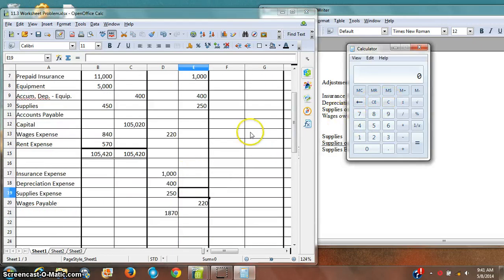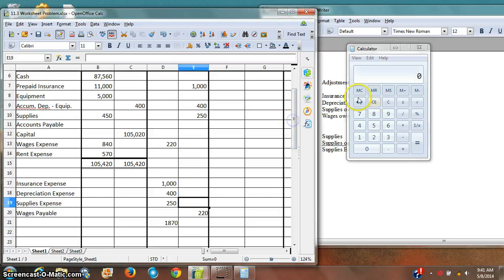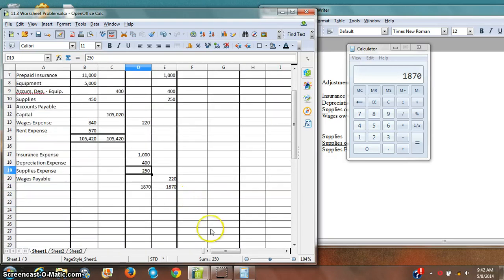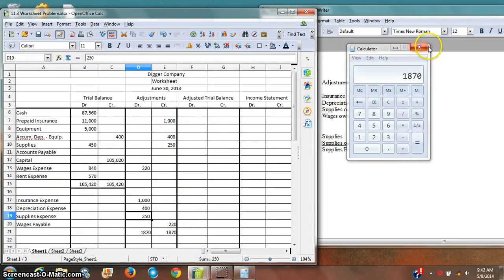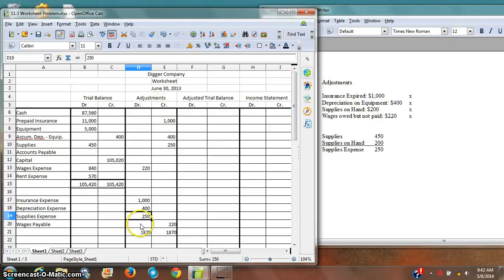But for the purposes of this exercise, I'm going to add them up on the other side as well. I've got $1,000 plus $400 plus $250 plus $220 is $1,870. There, it's the same amount, $1,870. And as far as the formatting goes, I'd make it look just like it would look over here. I've got a thick line and a double line. And now my adjustments column is completely done. I've logged all my adjustments over here, and I've totaled them down at the bottom.